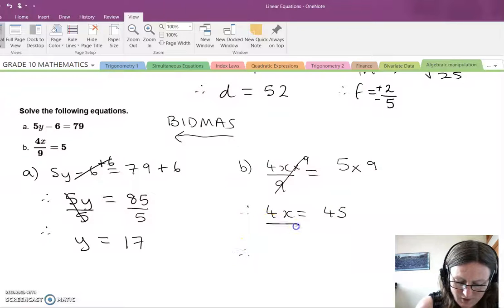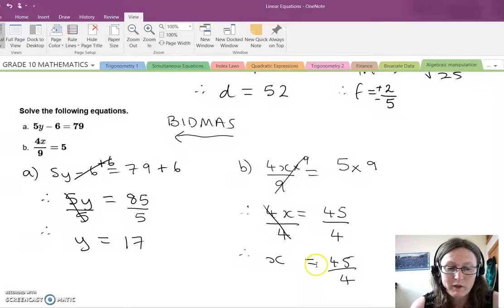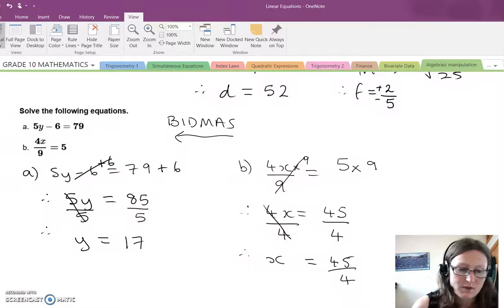This is 4 times x, the opposite is divide, to cancel, which leaves us just with x, which is what we want. I've just divided that side by 4, which is okay as long as I divide the right-hand side by 4. So in the video, we have got one-step equations, and then we've moved on to showing you two-step equations.